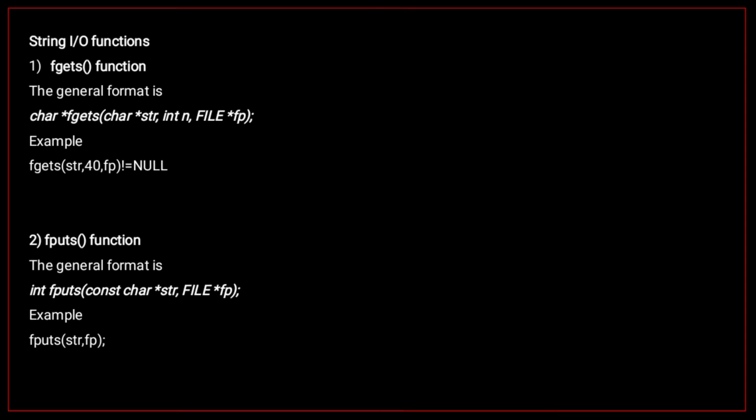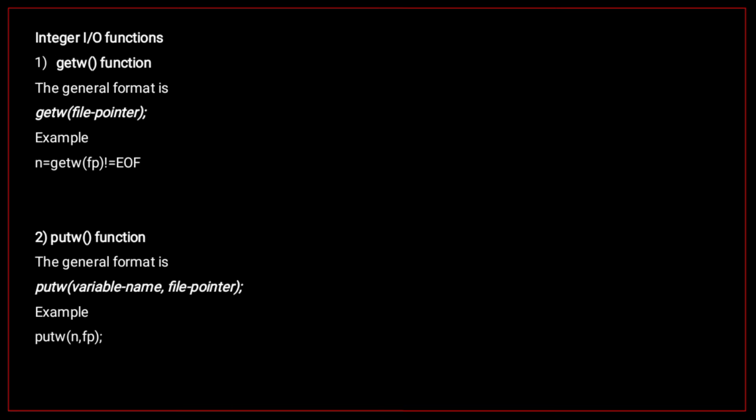Now next function is fputs function. This function writes the null terminated string pointed to by str to a file. The null character that marks the end of string is not written to the file, and the general format of this function is fputs(const char *str, FILE *fp), and this is the use of fputs function. See the example.